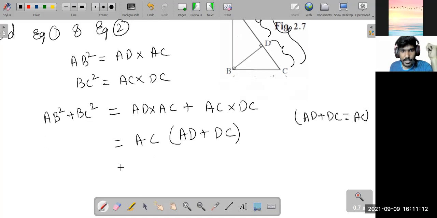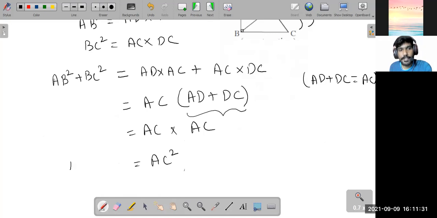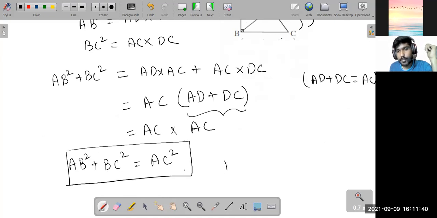So here you substitute AC in place of this. So you have AC into AC, which is AC square. Understood? Yes. So this is what we need: AB square plus BC square equals AC square. So this is how we get AB square plus BC square is equal to AC square, which is your Pythagoras theorem. You can say hence proved.